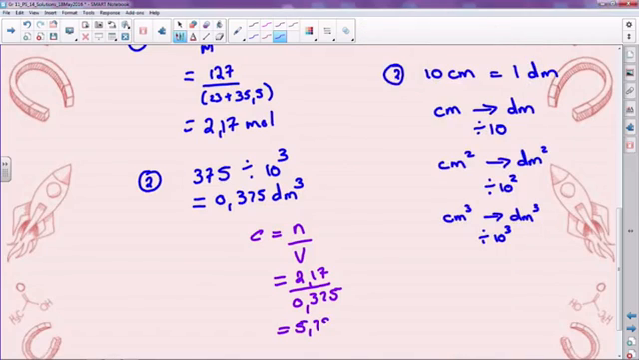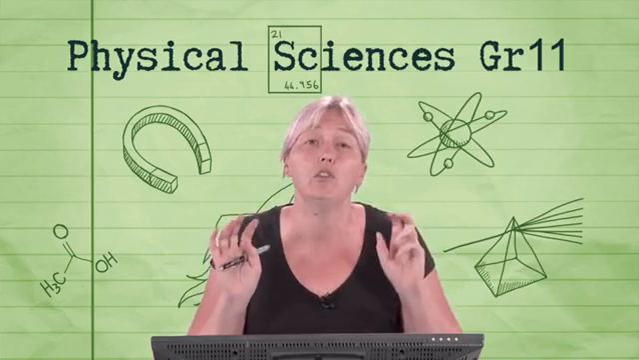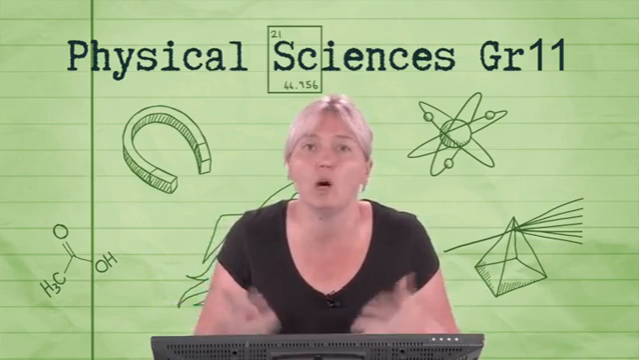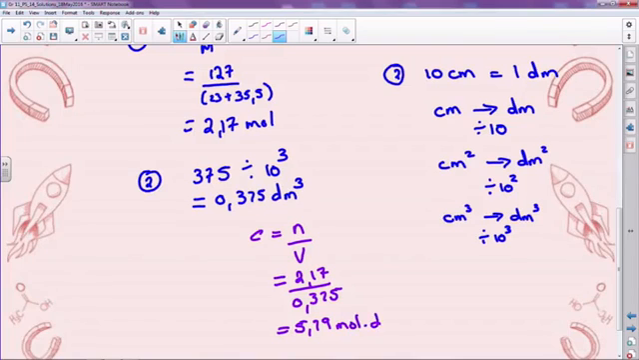Now, I can't forget about a unit, because with everything in science, if you do not have a unit that accompanies a number, unless it's a ratio, okay, unless it's a ratio, that number is actually meaningless. Your answer is meaningless. So you always need to put in a unit. So my unit here is moles per decimeter cubed.